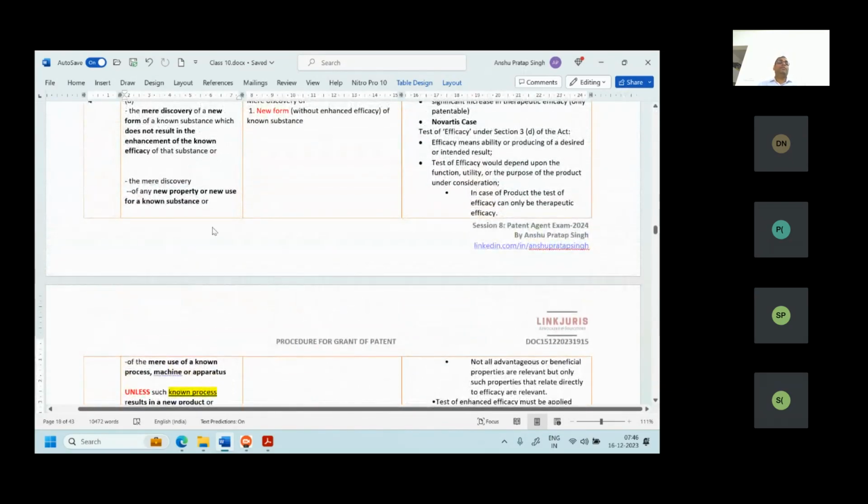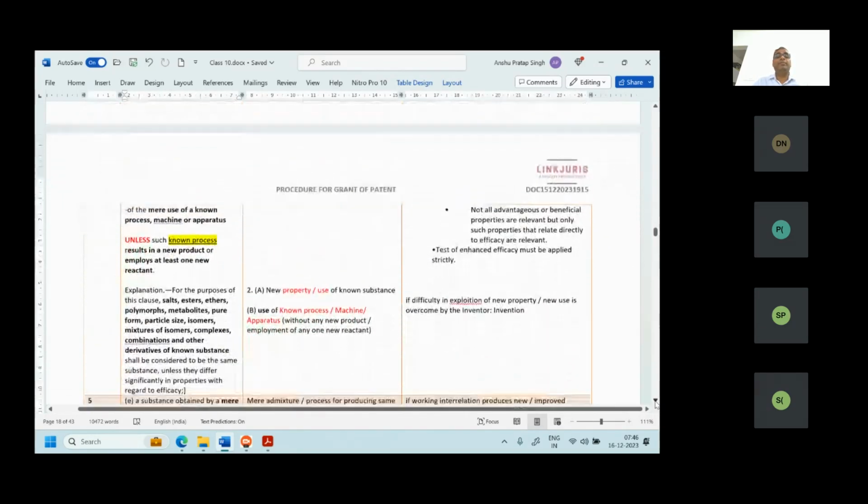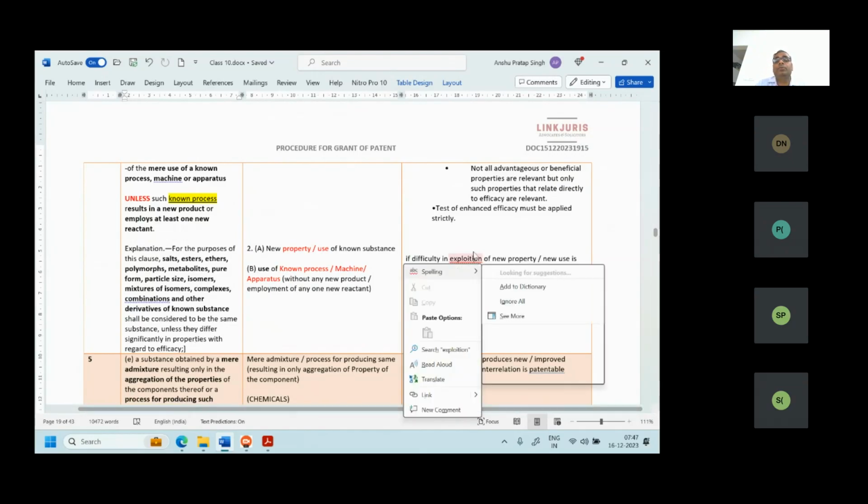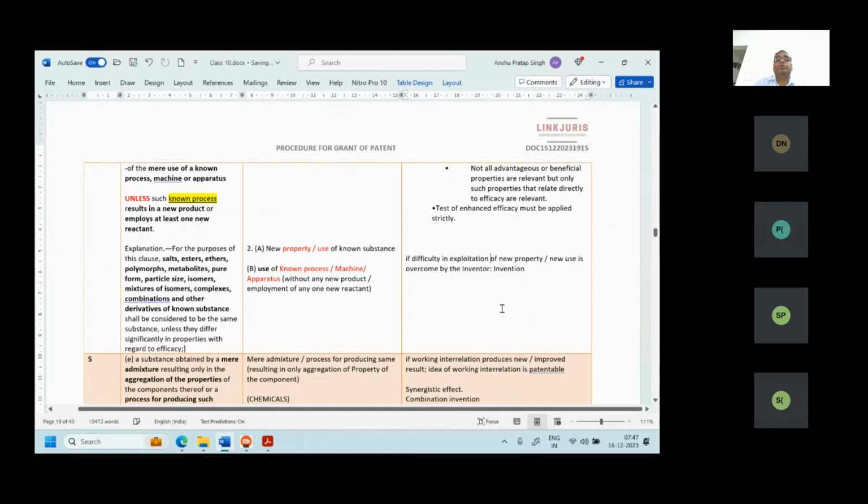Then there is mere discovery of a new property or new use of a known substance. Let's go to the second part. You have discovered a new property or use of a known substance. It will not be patented unless there was a difficulty in exploiting this new property and new use, and that difficulty has been overcome by the inventor. Then this is an invention.